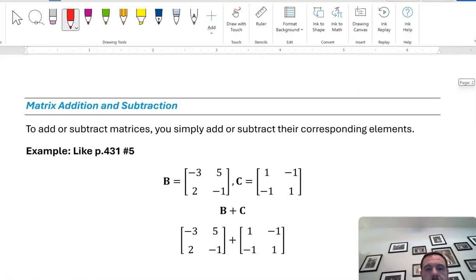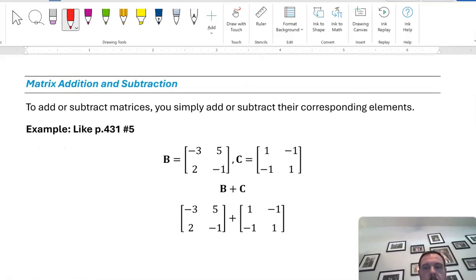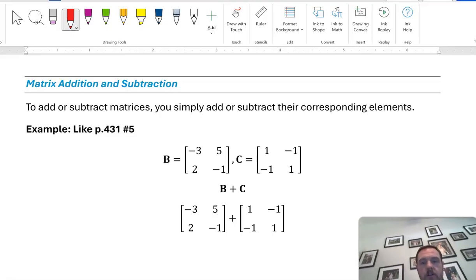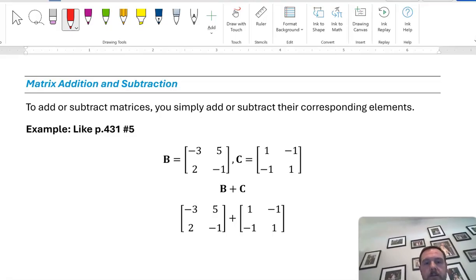So let's move on. Let's talk about the operations of addition and subtraction. They are also pretty easy. So this is like number 5. They give you a set of matrices, and these are the ones in your section. This is matrix B, they're calling it. This matrix here, a 2 by 2, and also C is this one, a 2 by 2.